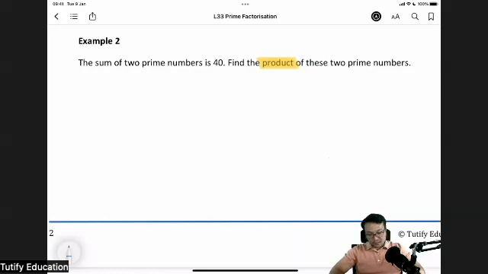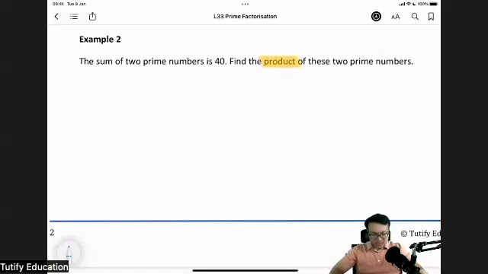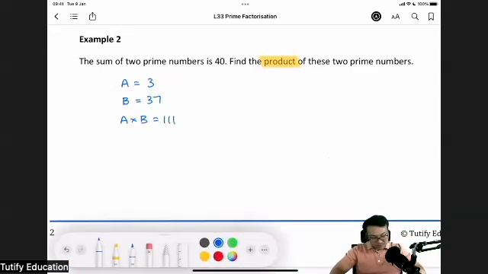the three possibilities. So we start from the smallest, okay? A plus B equals 40. Let's say A equals 3, B equals 37, and then you know that A plus B is 40, right? 37 is a prime number. So now they ask what is the product? So A times B will be 111. So that is the very first possible answer.